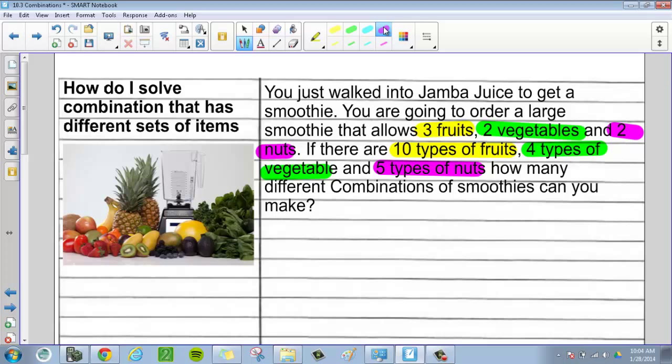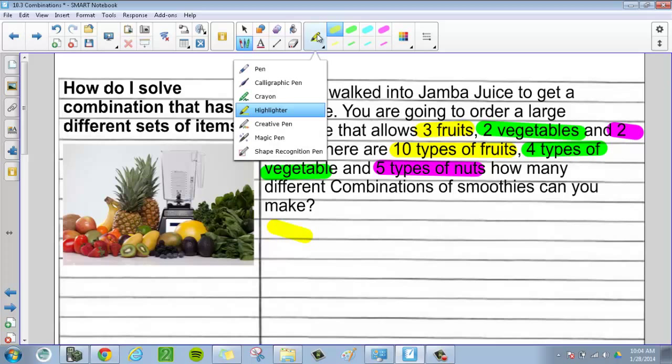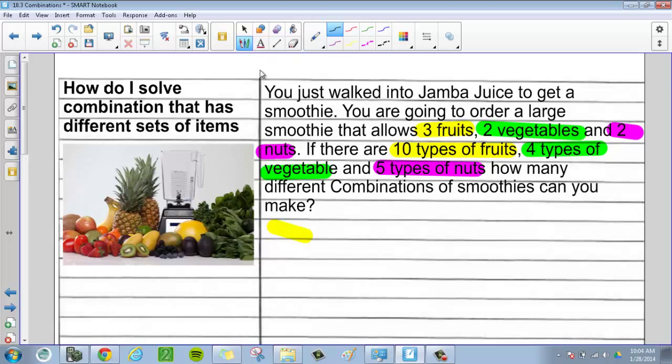So let's do that. Let's first focus on the yellow one, the fruits. Now there's 10 types of fruits, and you get to choose 3. So we'll start with our buckets. We got 3 buckets here. Oh, that's not what I want. Let's go back to our pen. Let's make the fruits red, it's easier to see. So you got 3 fruits to choose, so there's 3 buckets for those. And since there's 10 to choose from, we go 10 times 9 times 8.